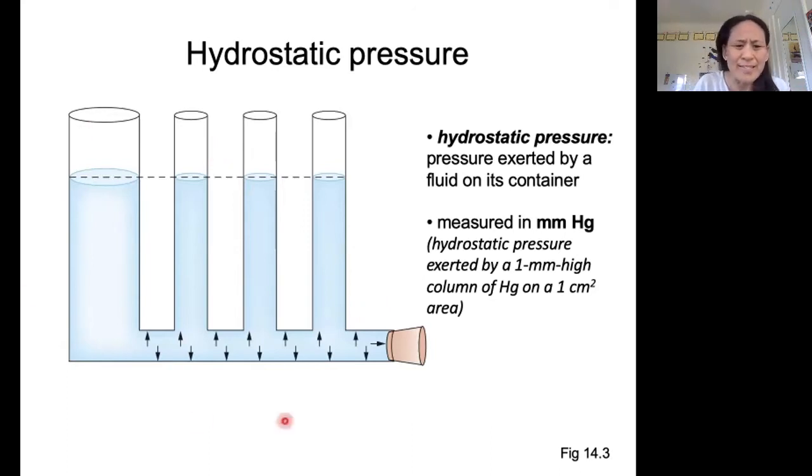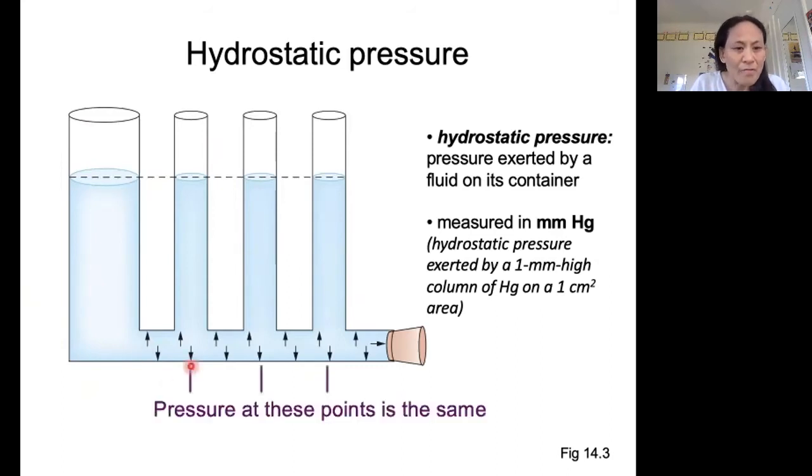So let's take a look at this diagram and explore it a little bit more. Okay, if we look at these 3 points in this diagram, the pressure at those 3 points is going to be the same. You can think about this in a couple different ways. One is that each of these columns, which we're assuming to be identical, is exerting a certain amount of pressure on the bottom, right? So they're the same height. They're going to be exerting the same amount of pressure at these points on the bottom.